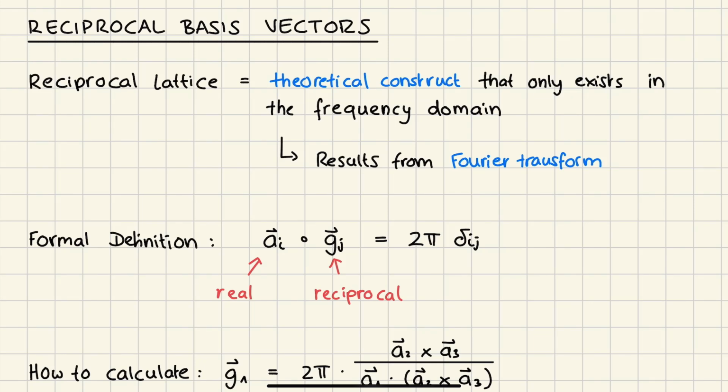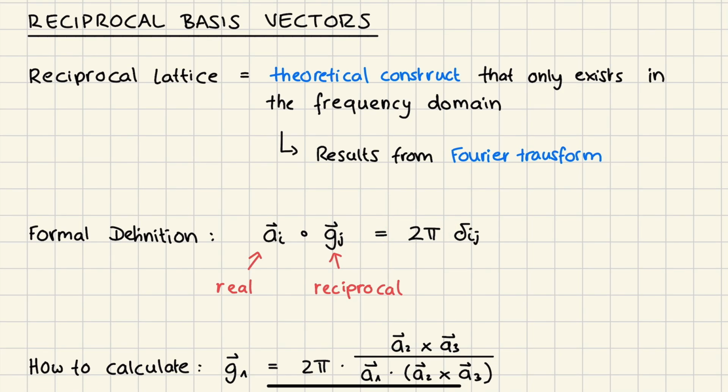In this video, you're going to learn how to calculate the basis vectors of the reciprocal lattice for any given real lattice. The reciprocal lattice is a theoretical construct, meaning it doesn't really exist, it only exists in the frequency domain, and it's super useful for analyzing waves in crystal structures. If the term frequency domain sounds familiar to you, that's because the reciprocal lattice results from the Fourier transformation, and that's also why its formal definition has this factor of 2 pi.